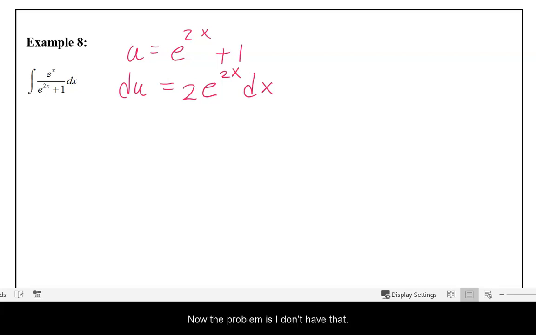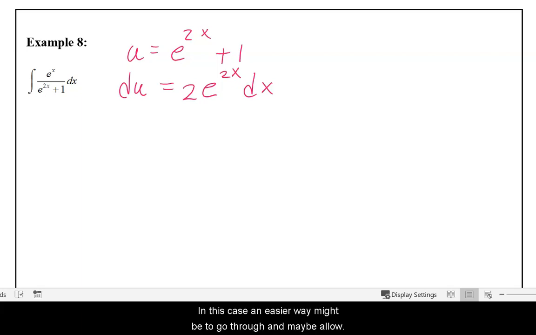Now, the problem is I don't have that. What I have is e to the x dx, the single x, not a 2x. How am I going to handle that? There are a couple of ways of handling it. There is a way to back your way into finding the solution from this form. However, it is probably not the easiest way to do it.